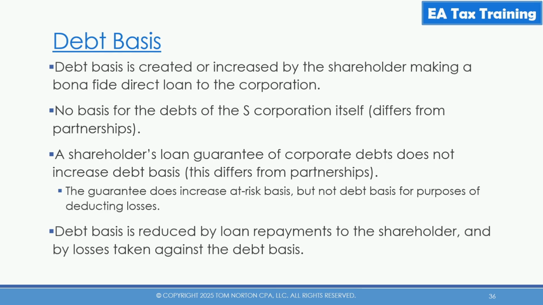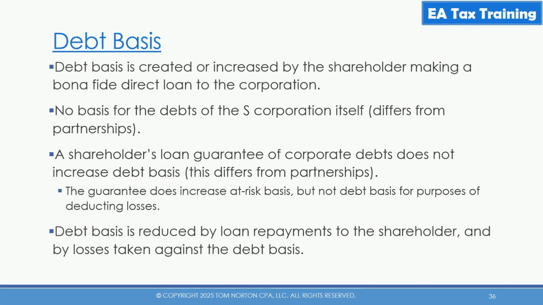Also, a shareholder's loan guarantee of corporate debt does not increase debt basis. Again, that's different than with a partnership. But the loan guarantee in an S corp does give them at-risk basis. So when you're looking at those things, do we have at-risk basis? If the shareholder guarantees a loan of the S corporation, then they do get at-risk basis, but they do not get any type of stock basis or debt basis for that guarantee of the S corp's loan.